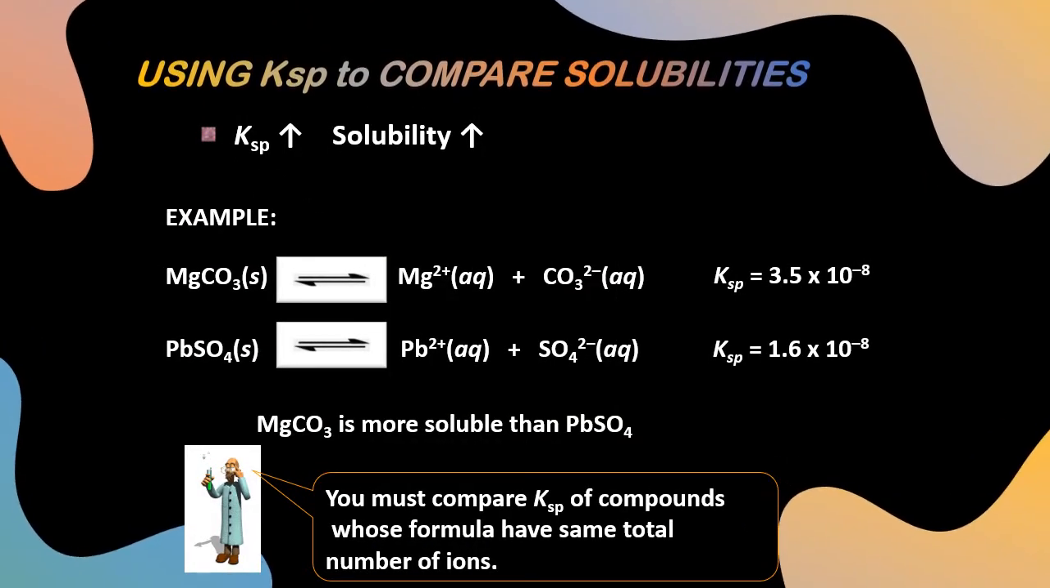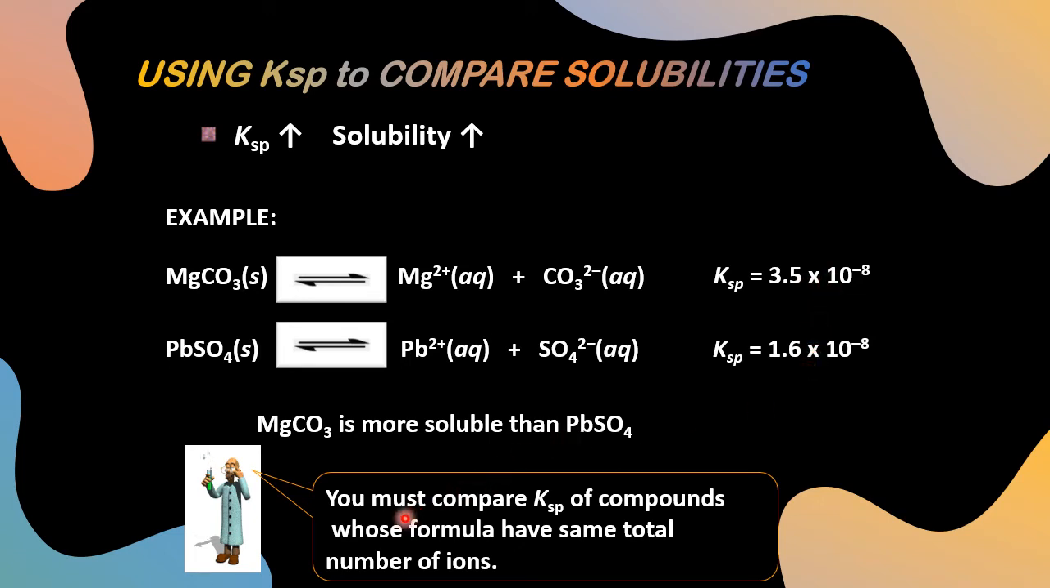Next, using Ksp to compare solubilities. Okay, like previous, K increases, acidity increases. So in this case, Ksp increases, solubility increases. So based on these two equations, magnesium carbonate and lead sulfate, this is the balanced equation. And then we check the Ksp for both of the solutions. Okay, this one is smaller, this one is higher. That's why magnesium carbonate is more soluble than lead sulfate.